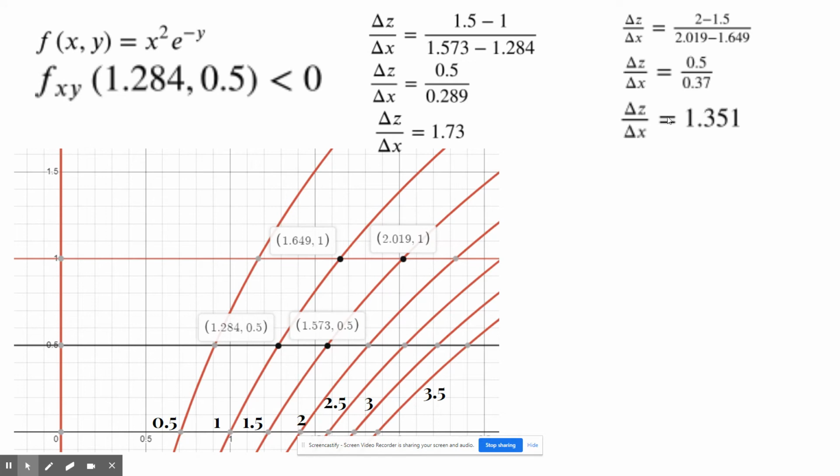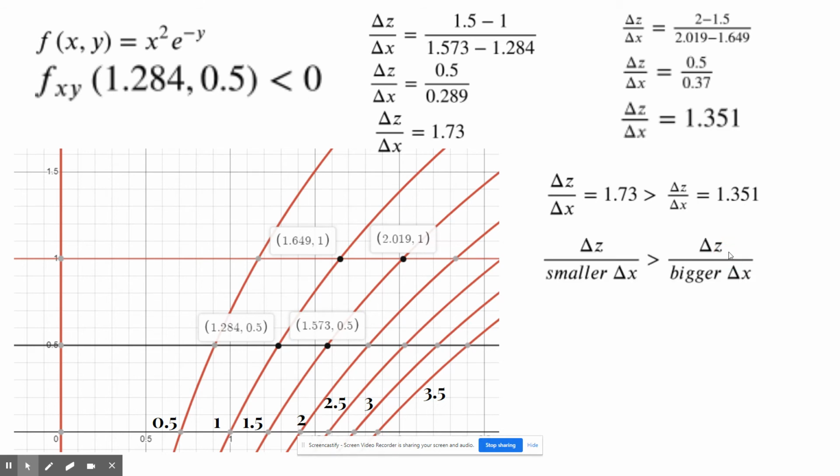So therefore, as you can see, my average rate of changes are decreasing across here because 1.73 is larger than 1.351. And as I moved up, my average rate of change became smaller. And then just thinking about fractions, if I have a positive numerator, and a smaller denominator and a larger denominator, which one of these two is going to be bigger? That is going to be the one with the smaller denominator. So therefore, again, it looks like fx is decreasing as I move up in the y direction. So fxy is going to be negative.